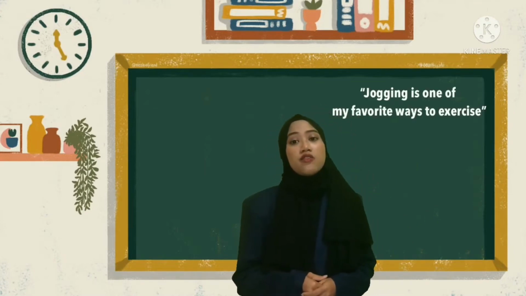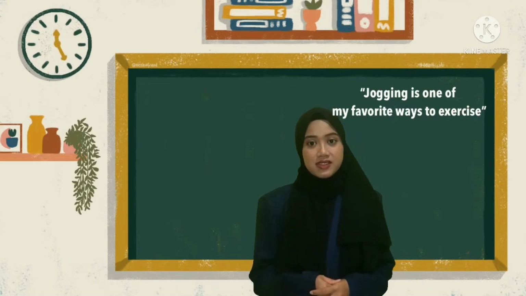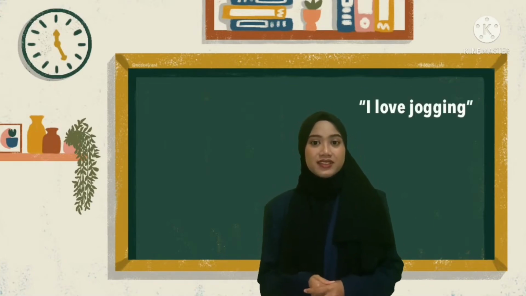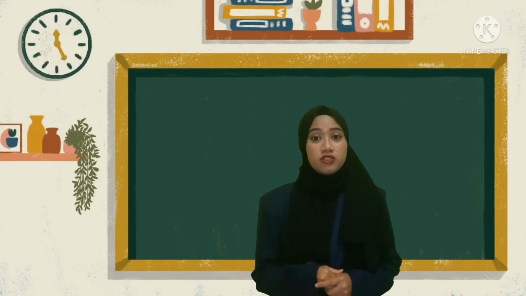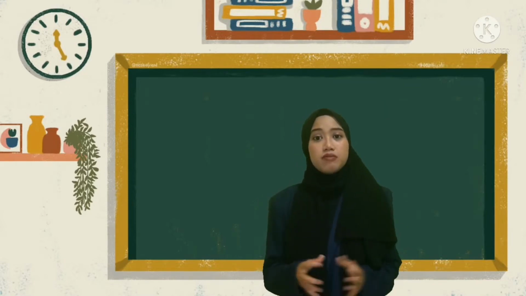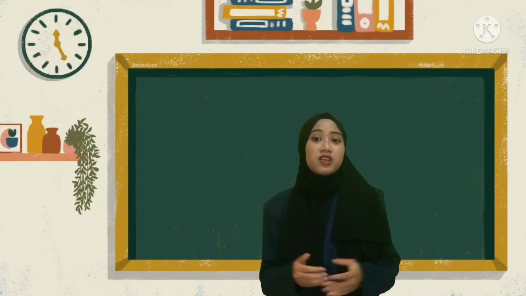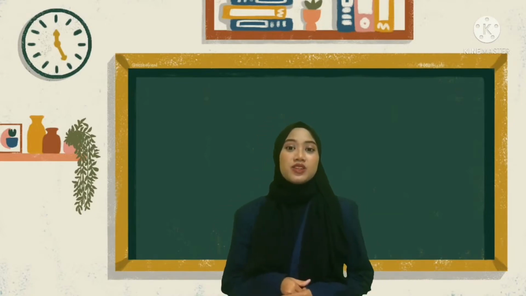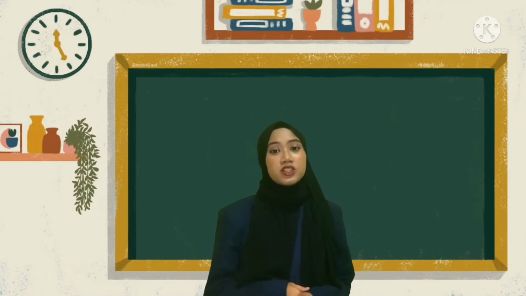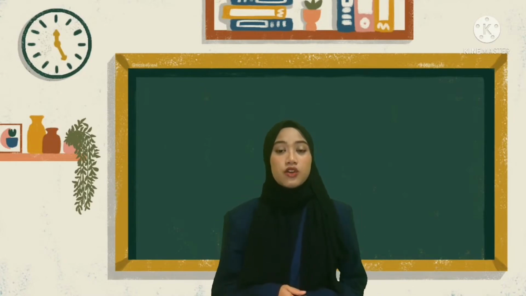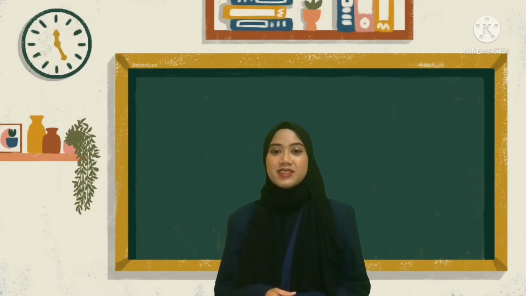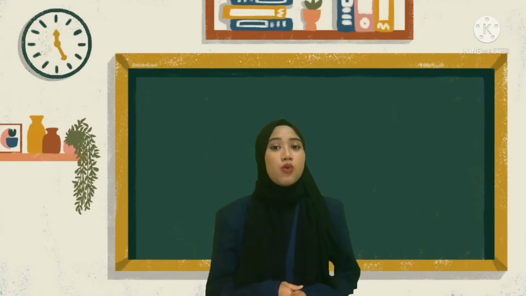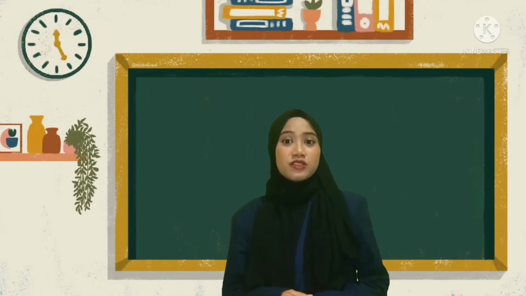Jogging is one of my favorite ways to exercise. I love jogging. I'm talking about jogging as an action. I'm not jogging right now, I'm just talking about something that I love to do. So, in other words, I'm referring to the action of jogging as a noun or a thing. So I've just used a gerund. That's a gerund. I used a word that looks like a verb as a noun. That's not too difficult, right?